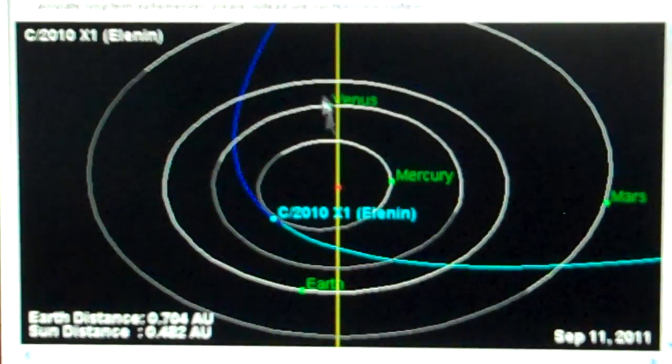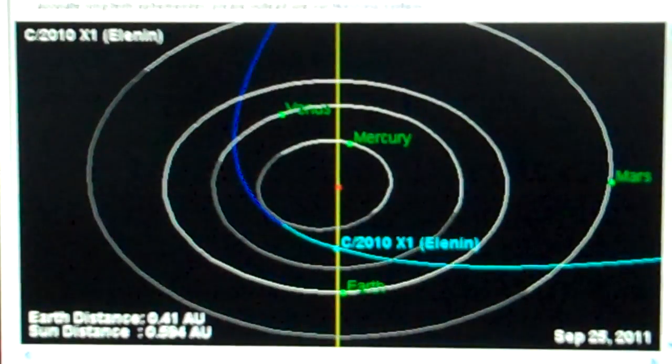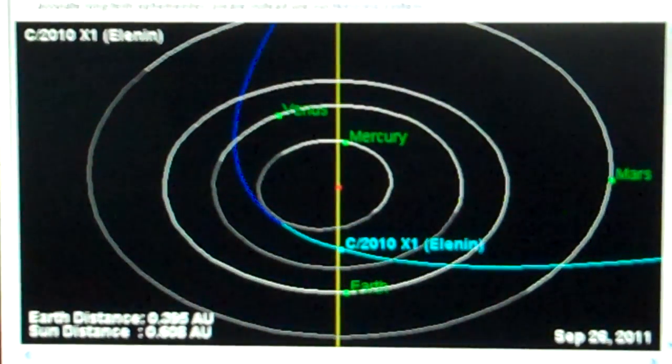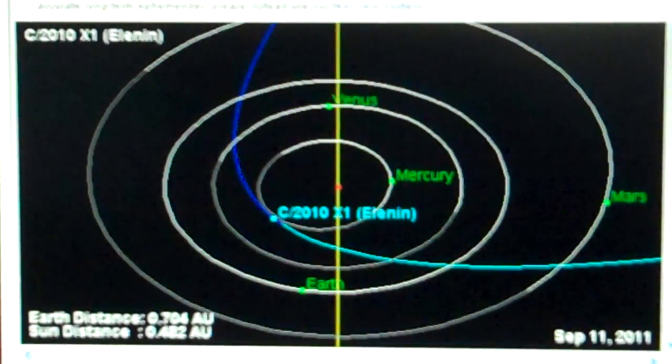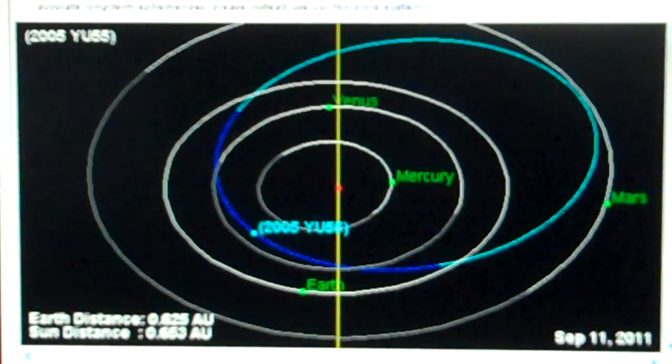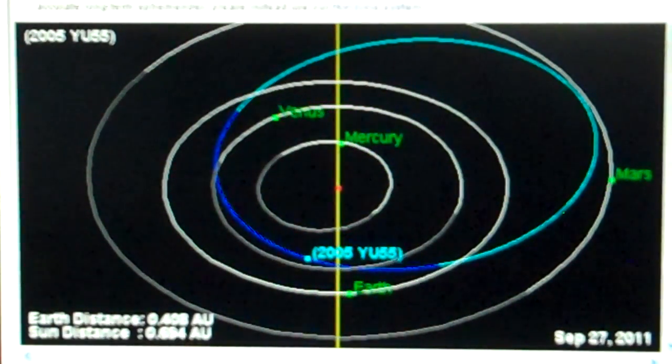From 9/11 for Comet Elenin, I'm looking to see if anything occurs, any breakup, between here and when it gets between the Sun and the Earth on September 26th. Here goes Comet Elenin. Now it's in between the Earth and the Sun, September 25th, September 26th. There's an alignment. Between September 11th and September 26th, I want to see if there's any change in YU55 as it moves towards September 26th. There's YU55 on September 26th.